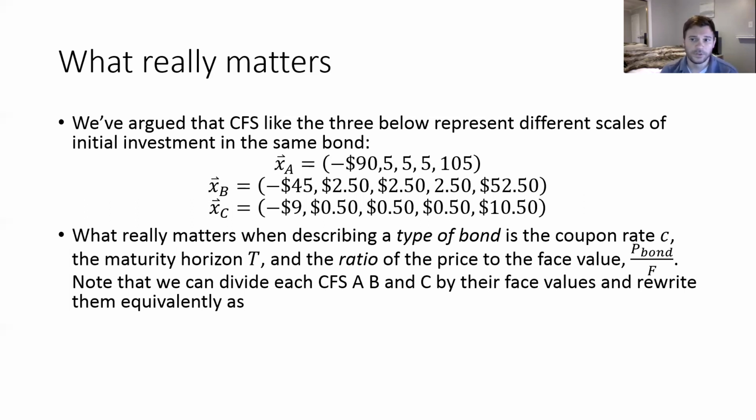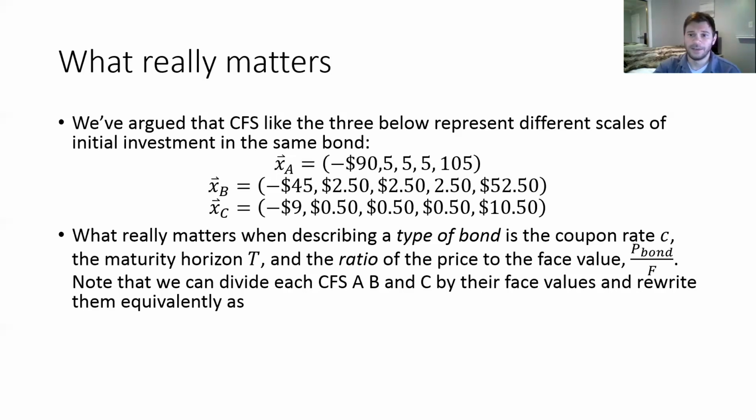Okay, once we know those two things, we can always divide the bond's cash flow stream by the face value and express the price as a percentage of that face value. So if we did that for all 3 of those bonds, divide each of the cash flow streams by the face value. The face value in A is 100. The face value in B is 50. The face value in C is $10 because we invested a tenth.